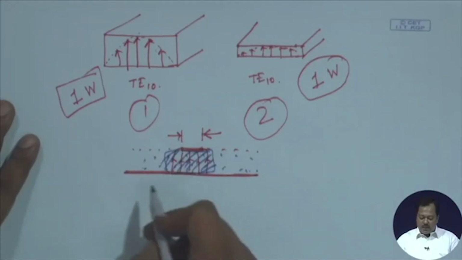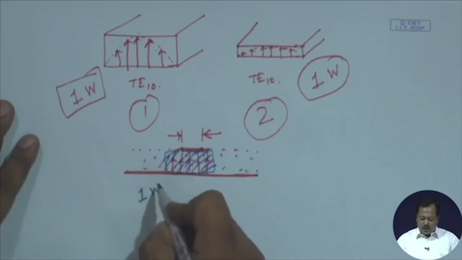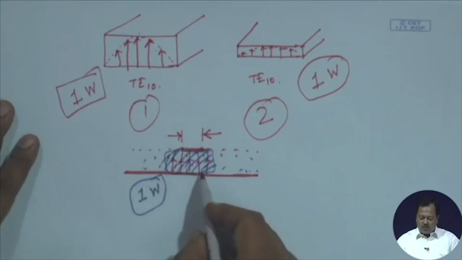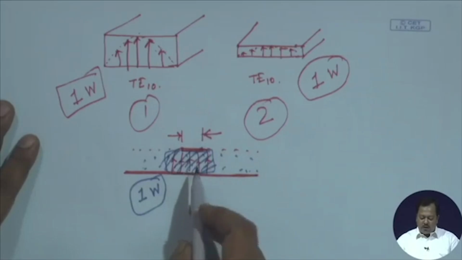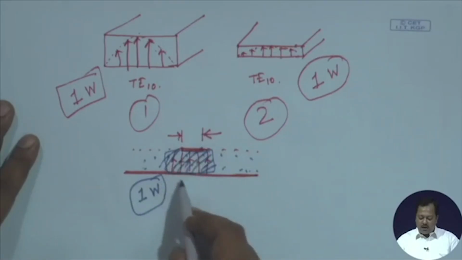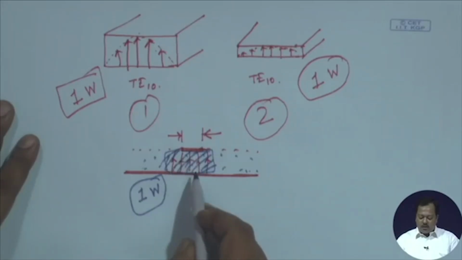So, again if I send 1 watt of power through the microstrip line, what do we expect? Compared to rectangular waveguide, in this case we will be having a higher electric field value and higher surface current density. So, power handling capability will decrease further and loss will increase further.